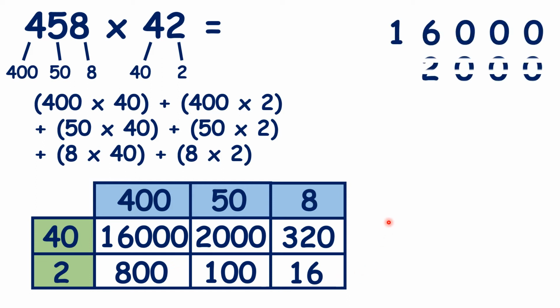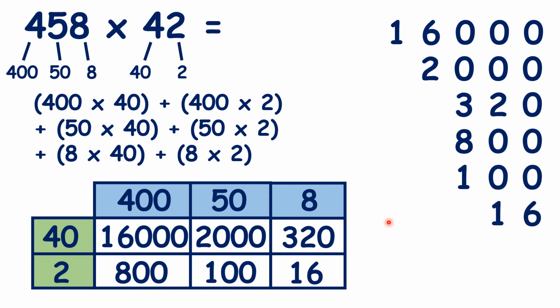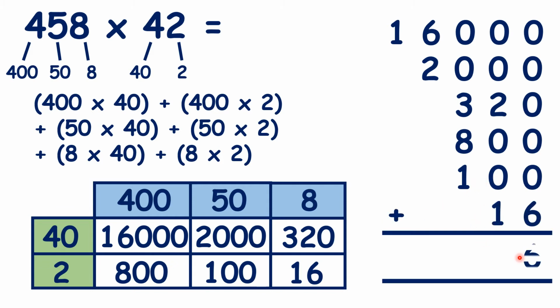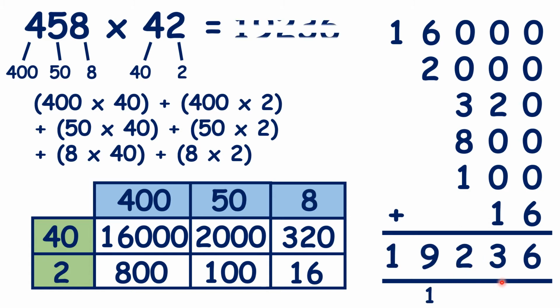And we need to add up the totals, so we can write one very long column addition and then solve that to get our answer. Or we could add up the numbers in each row and then add our 2 rows.